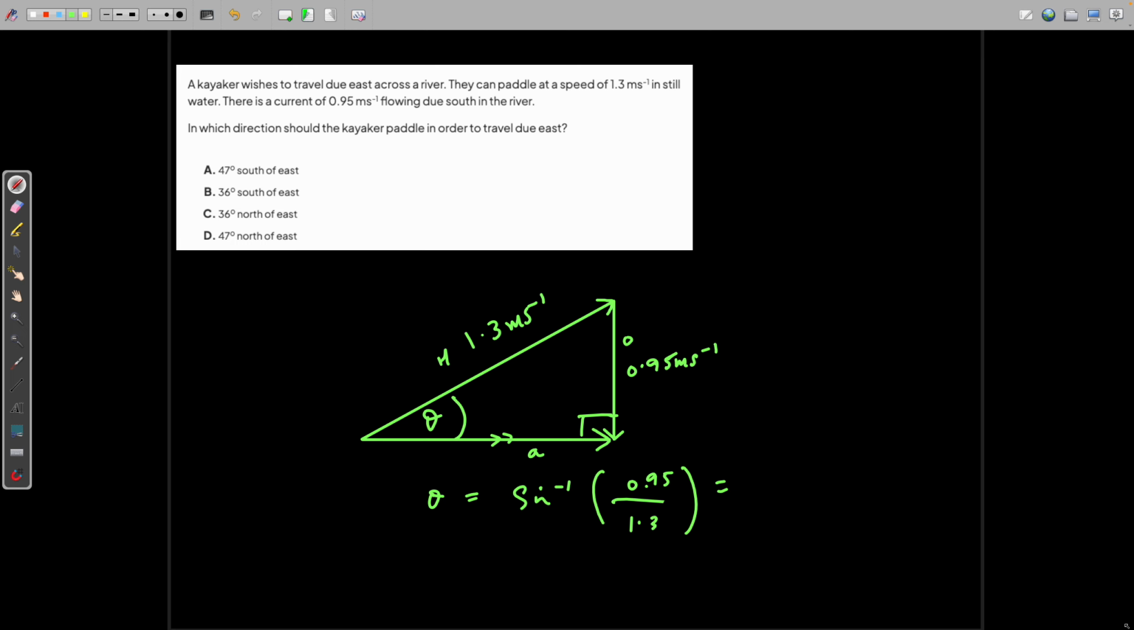And you put that in the calculator. So sine inverse of 0.95 divided by 1.3. You get 46.95, so 47 degrees like this. So 47 degrees is this angle, and it's north of east. So it's going to be 47 degrees north of east. So the answer to that one is D.